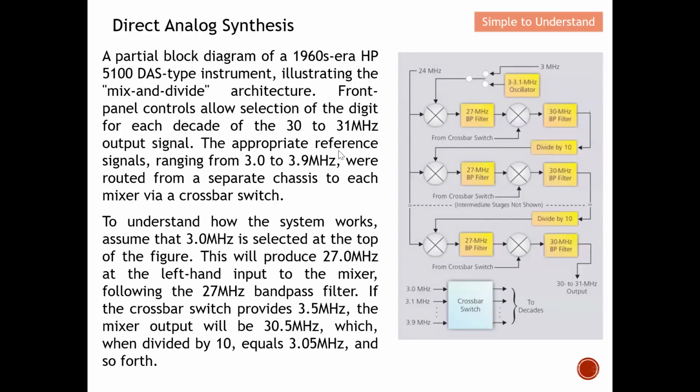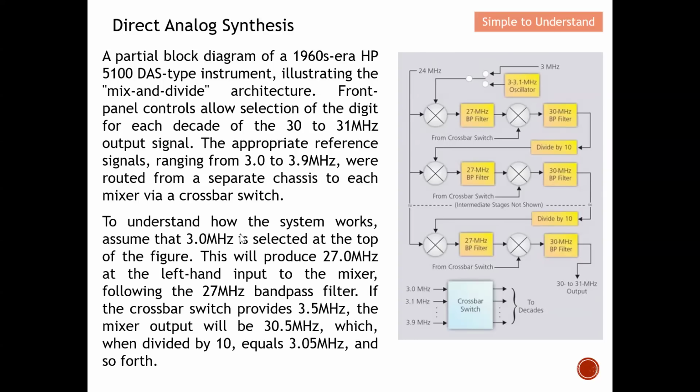Okay, the approximate reference signal ranging from 3 to 3.9 will route from a separate chassis to each of the mixers via a crossbar switch. So basically this is what I mean. We have a choice from 3 to 3.9 megahertz, and we have this crossbar which is referenced over here. Let me explain this.